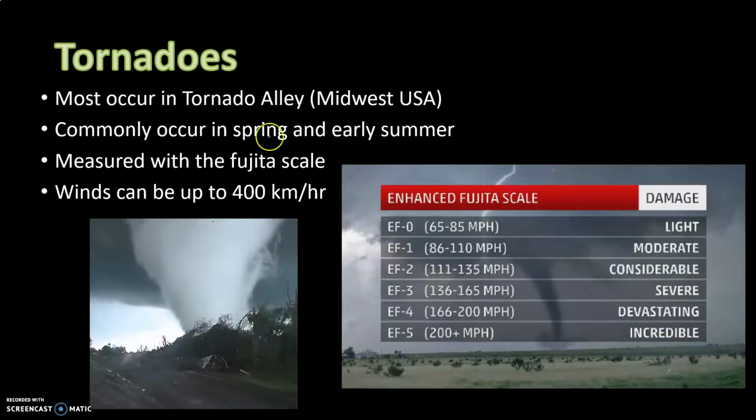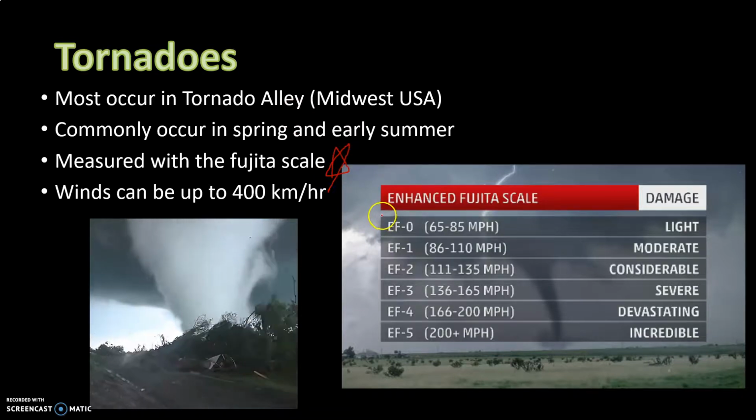Most occur in Tornado Alley, which is in the Midwest of the United States, over areas such as Texas, Oklahoma, Kansas, Nebraska, etc. They commonly occur in the spring and the early summer because that's when the air tends to be the most unstable. It's measured with what's known as the Fujita scale right here.